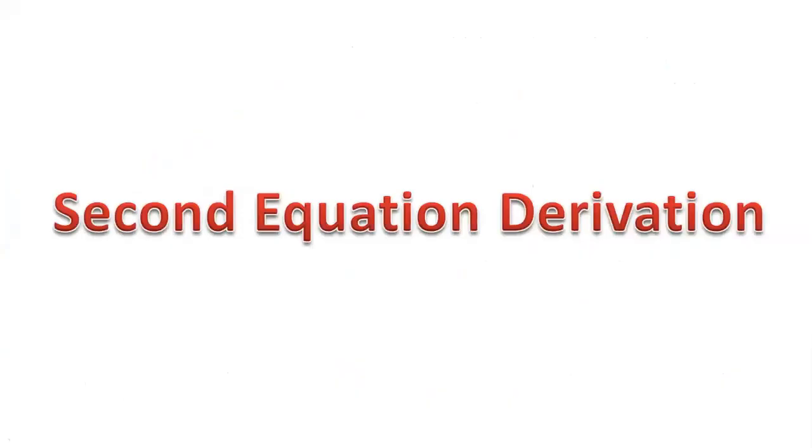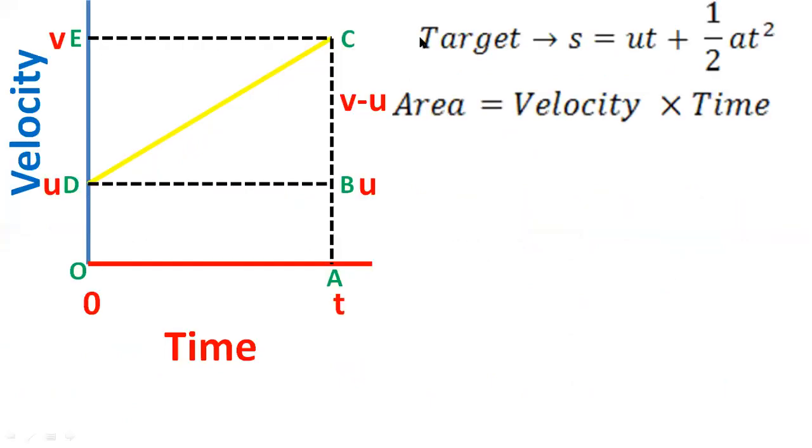Now let us go for the second equation derivation. So what is the target? Target is s is equal to ut plus half at square. That is our second formula. We are not going to change our graph. Graph is going to remain the same. But focus now. The value which we require here is s.